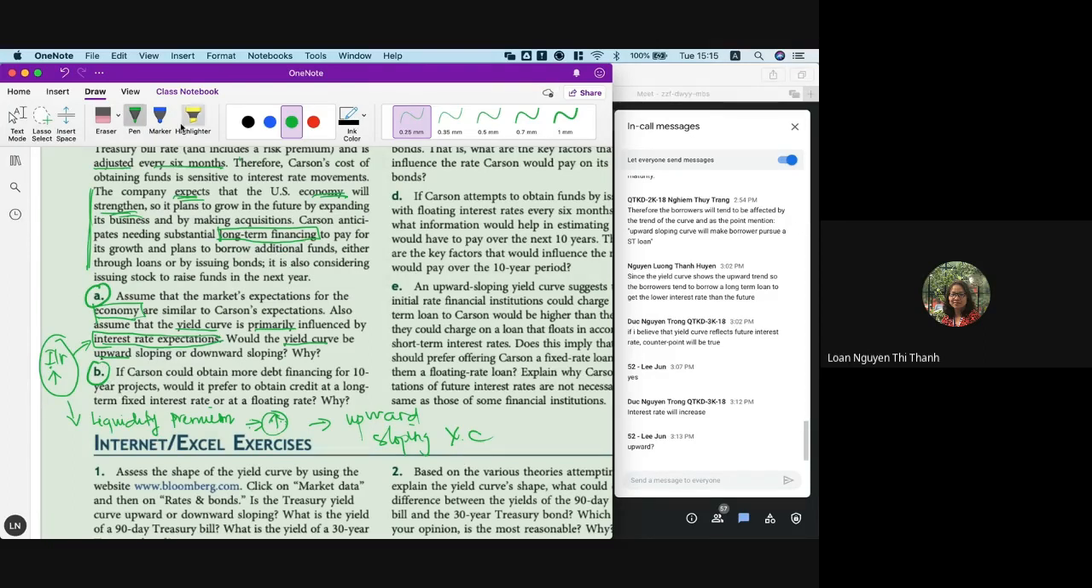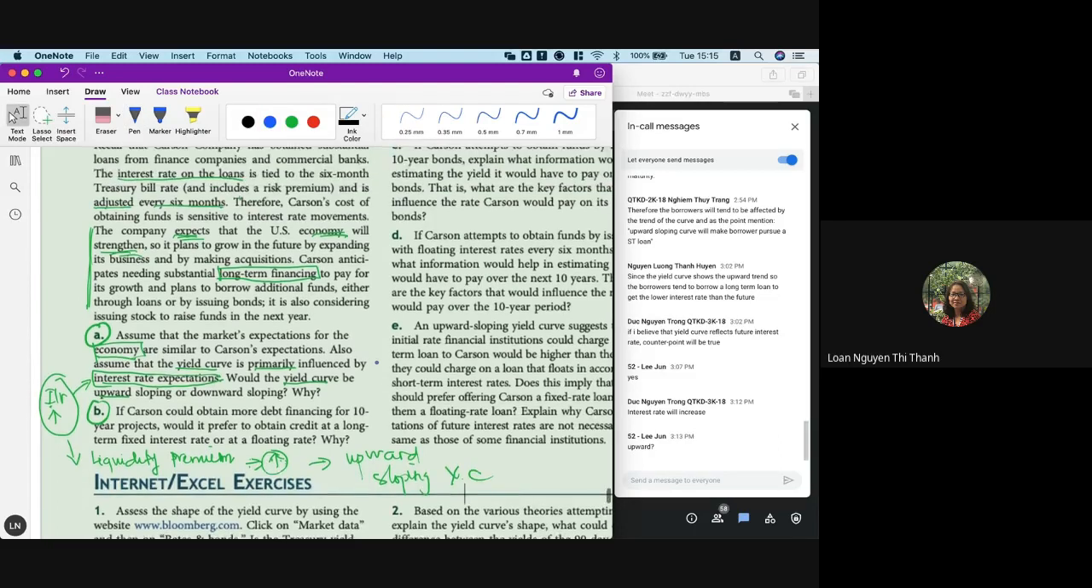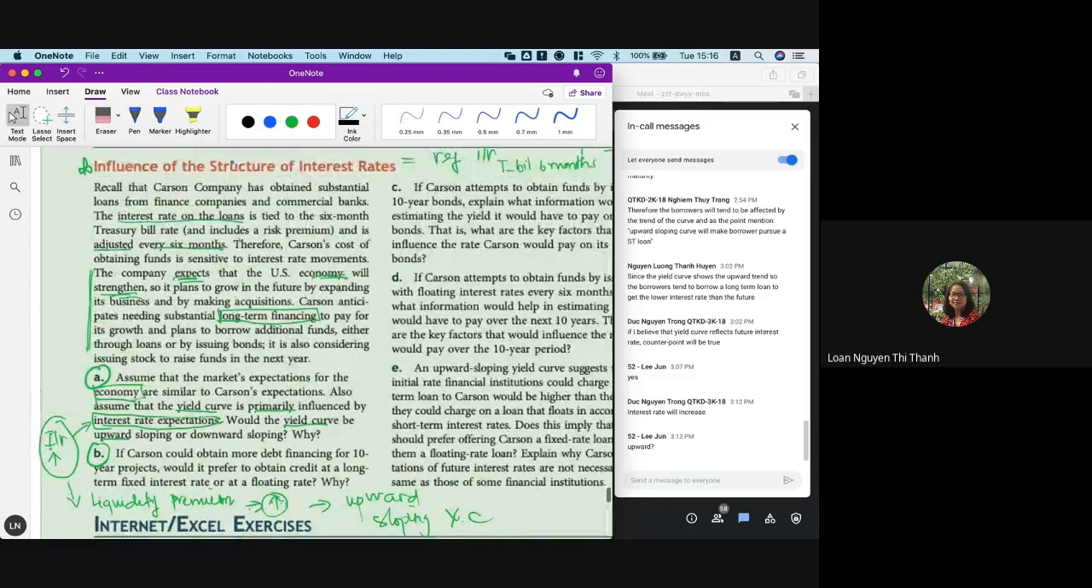Okay, question B. If Carson could obtain more debt financing for a 10-year project, would it prefer to obtain credit at a long-term fixed interest rate or a floating rate, and why? Currently, the firm obtains a floating rate on the loans. So if the firm needs debt financing for 10 years, do they prefer the fixed interest rate or the floating interest rate, and why?